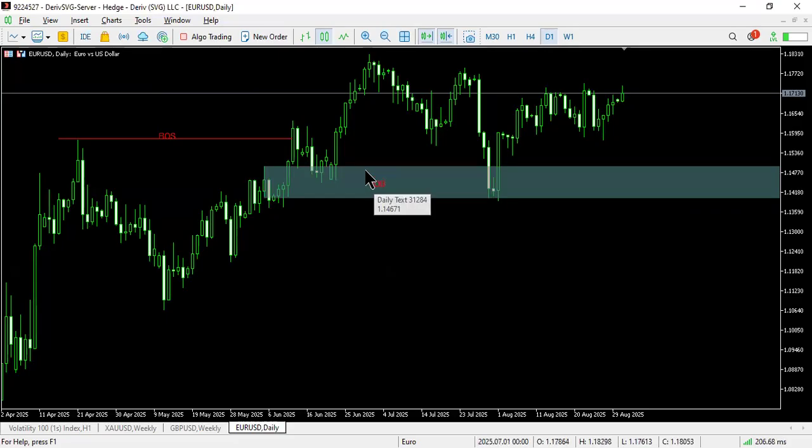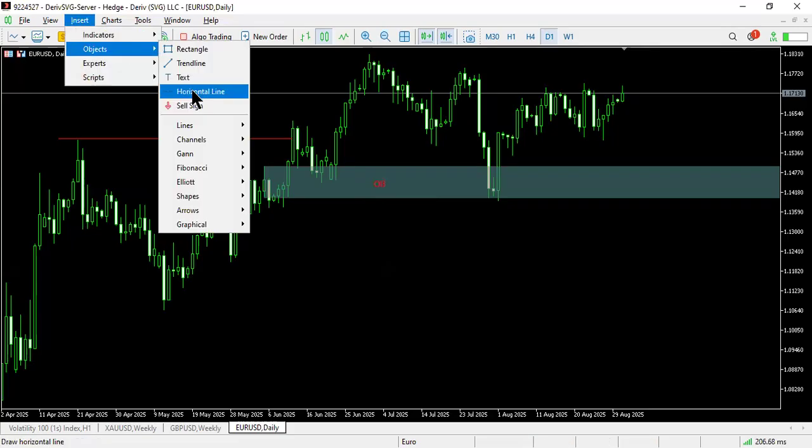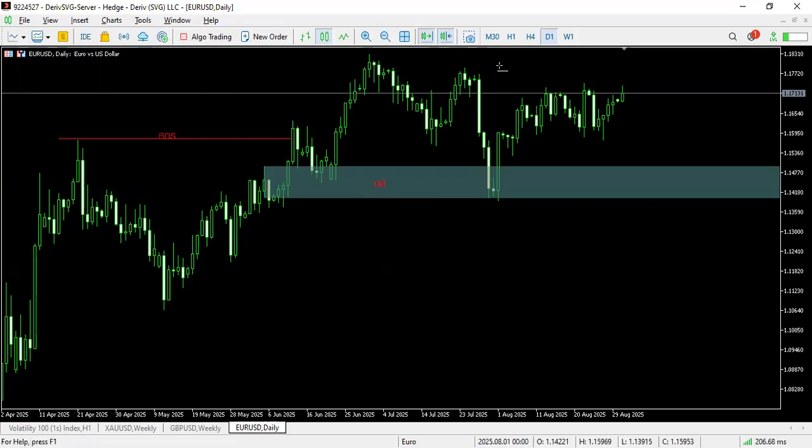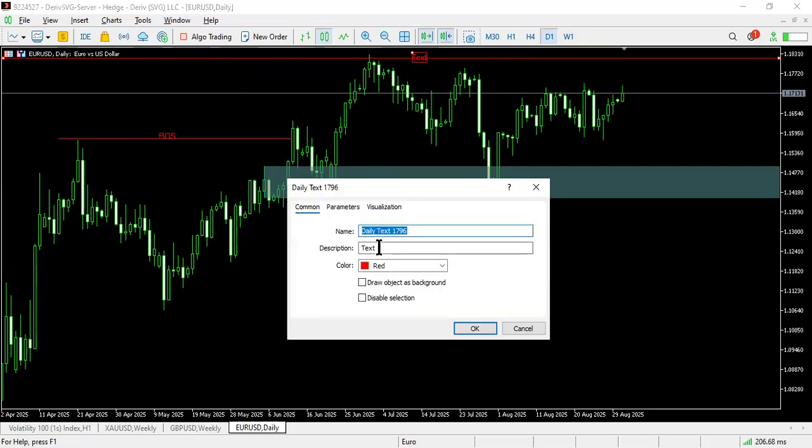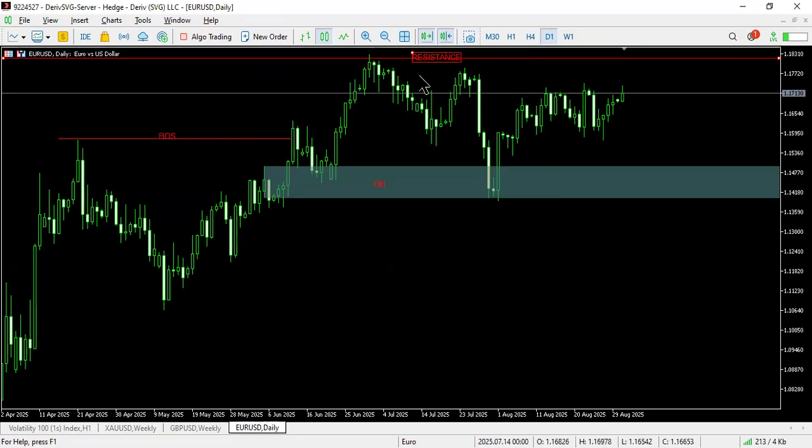And then from the daily, we can mark the resistance level. That is the level where price is likely to reverse. So that is our resistance, because that is where price reversed in the past.